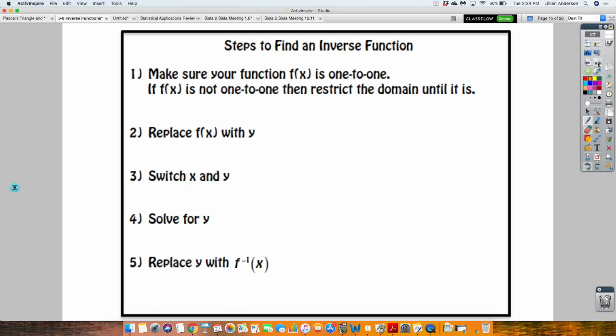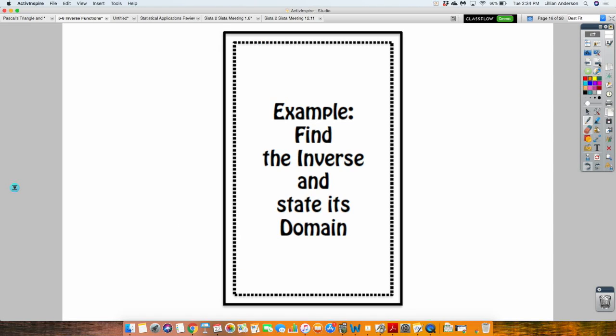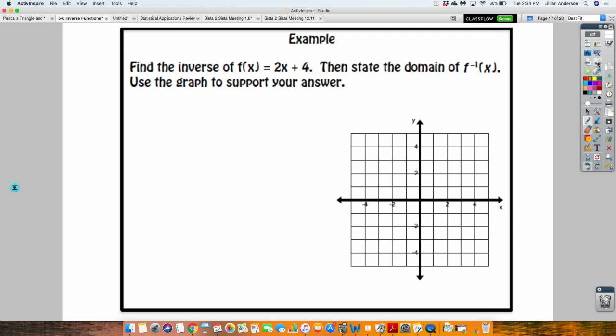Let's take a look at an example. I think it's 2 examples. First one, and we're also going to state the domain. Good time to practice interval notation, which is at the very beginning of this unit. We need to find the inverse of f of x equals 2x plus 4. Then state the domain of the inverse, and then we're going to use the graph to support our answer.